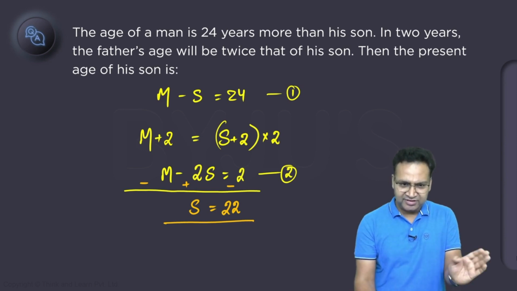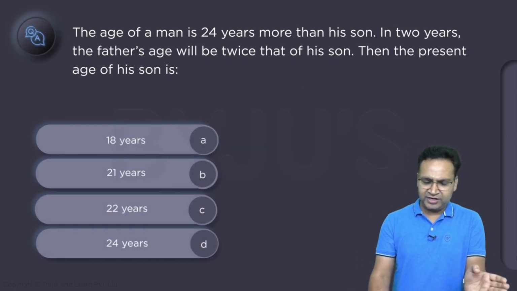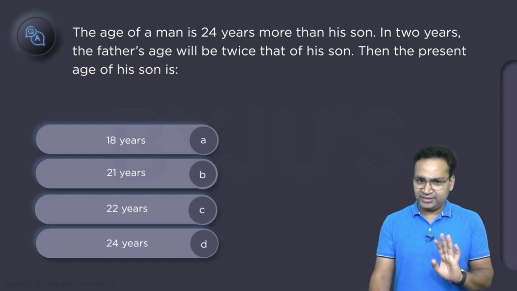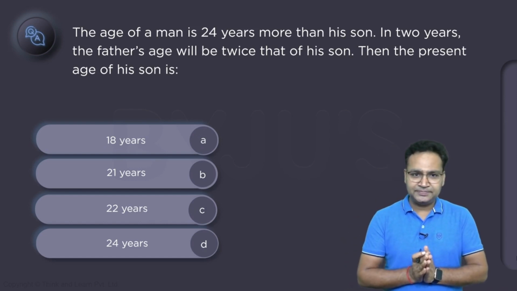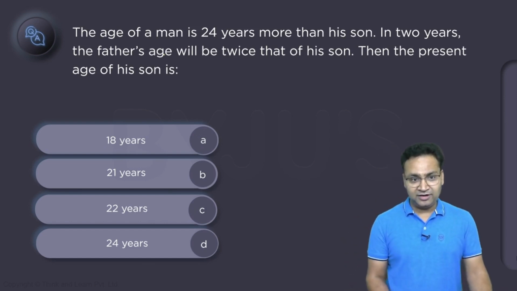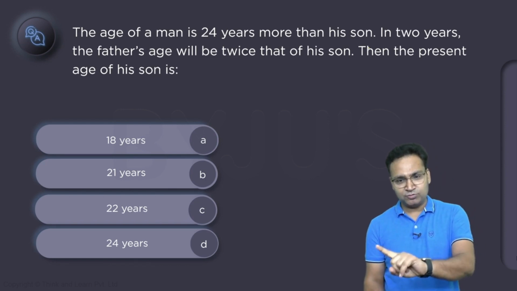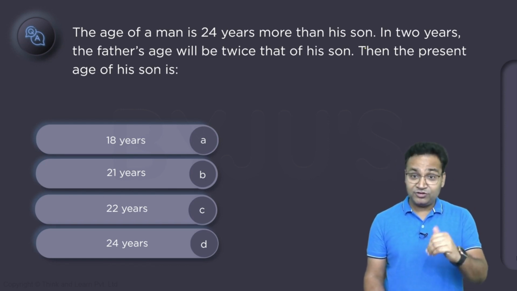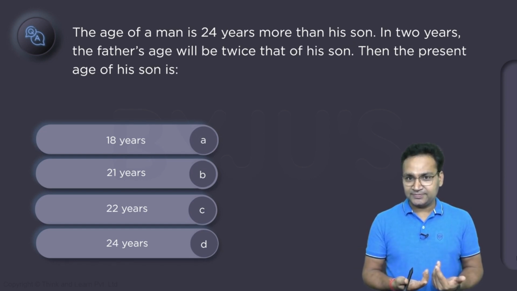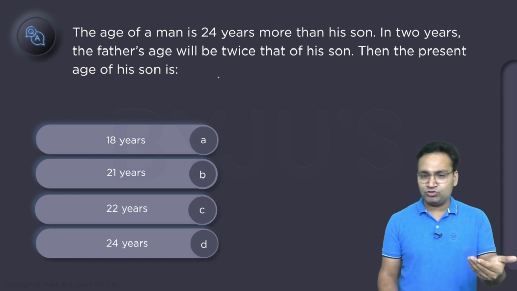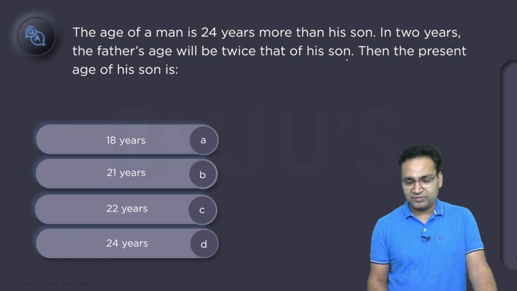Let's see whether we have the answer 22 in the answer options. Yes. So I think this is one way to do it. Now, is there any other way to do it? Tell me guys. Let me show you that. Age of man is 24 years more than his son. After 2 years, the father's age will be twice the son's age. Clear? So if I say after 2 years, the father's age will be twice the son's age.